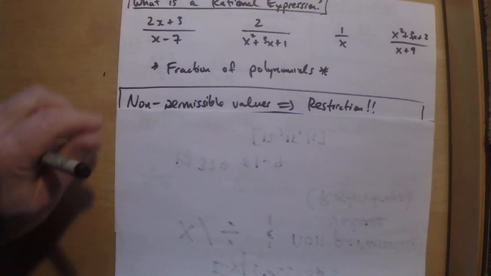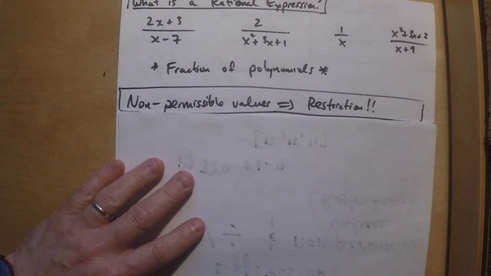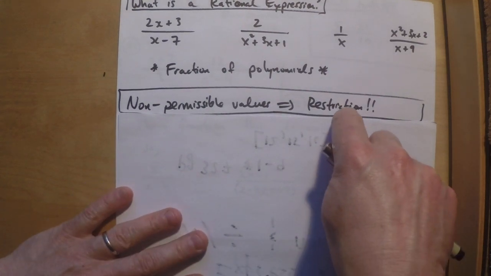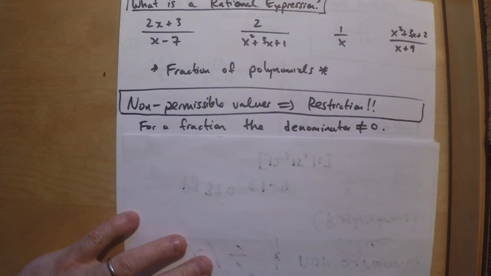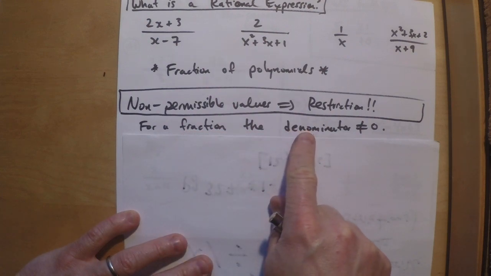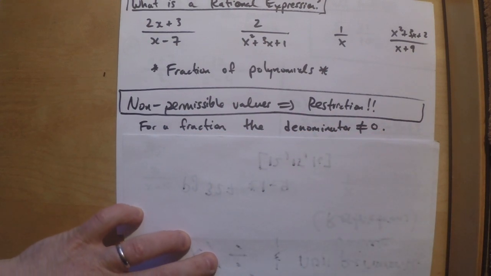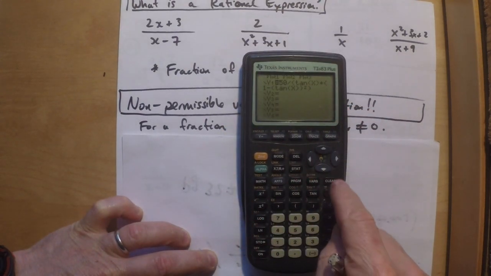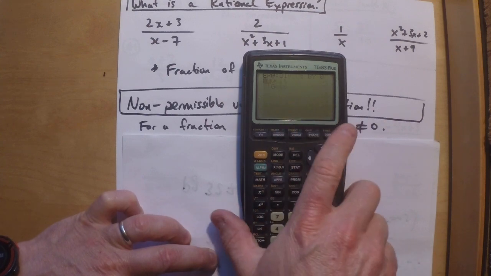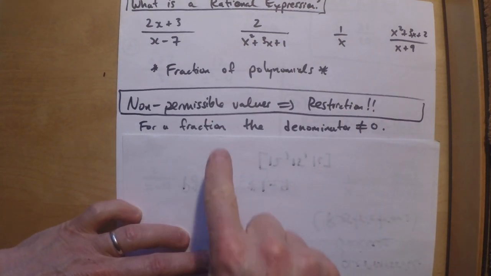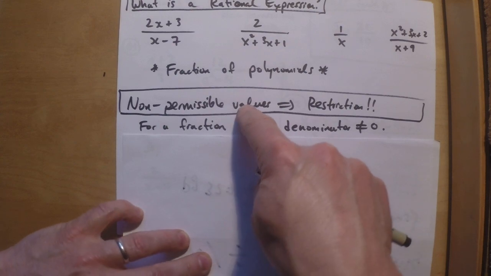So what are non-permissible values? They're basically restrictions. When it comes to fractions, the only trouble with a fraction ever, if there's variables involved, is that the denominator cannot be 0. You cannot divide by 0. It is the only number you cannot divide by. So if I went 8 divided by 0, I will get an error. If the denominator is 0, that is bad. And that's going to lead to restrictions, which lead to what are called non-permissible values.